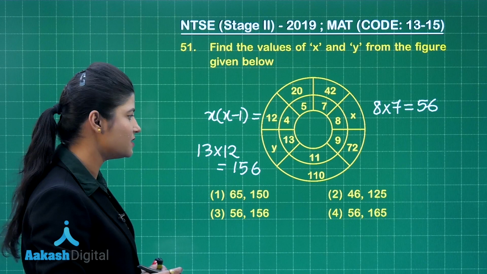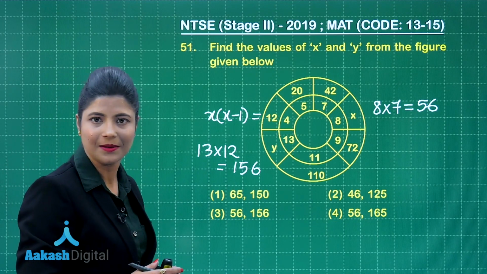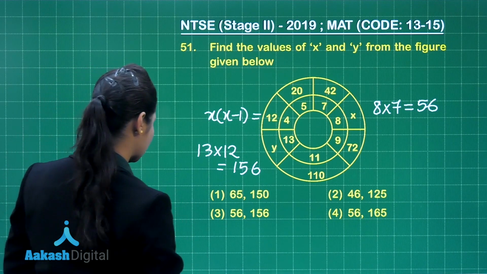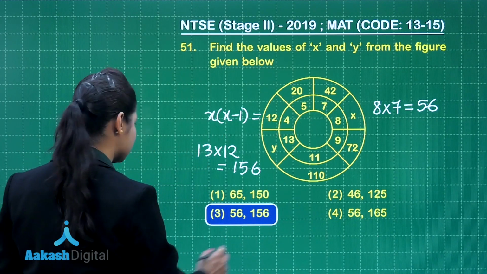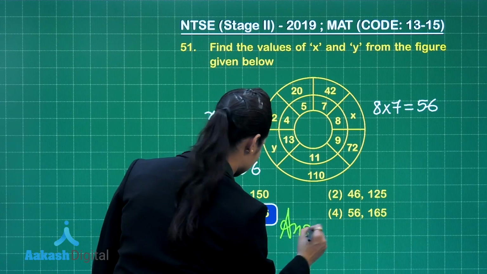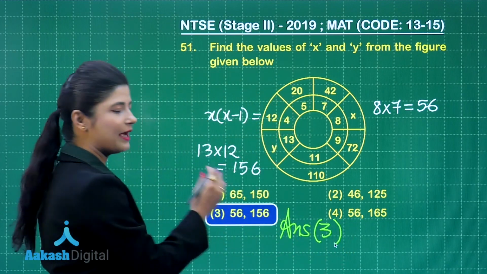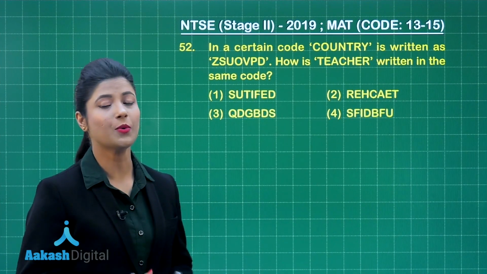Out of these 4 options, which is giving you the correct answer for x and y? You can clearly see option number 3 gives me 56 and 156 as the answer. So you can easily mark your answer as option 3. I hope it is clear to you. Now let's take up question number 52.